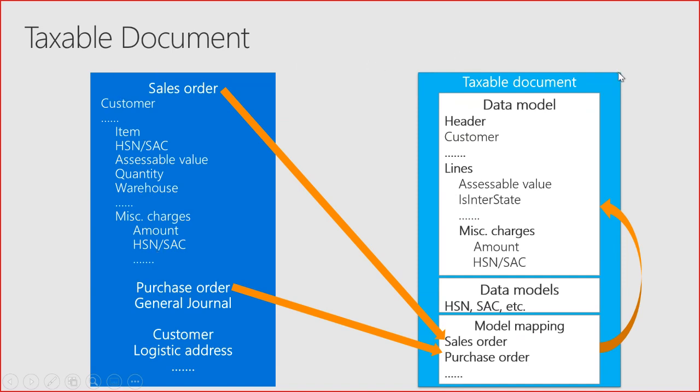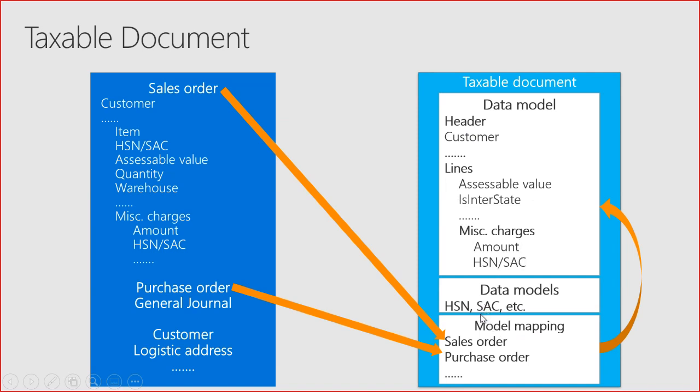And on the right side, it is a physical structure of taxable document. So firstly, we have data model. So data model is a tree structure with header, with line, and with several fields we think are relevant for tax. We have customer, we have accessible value, we have is interstate, we have miscellaneous charge. So these are all the fields which we think are relevant to tax.